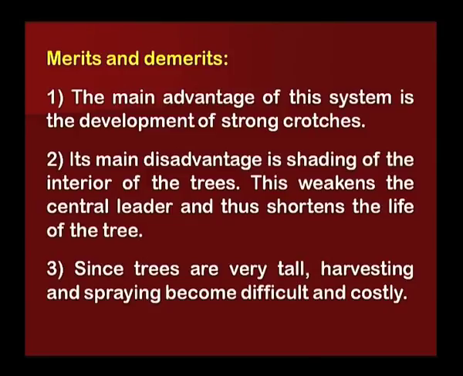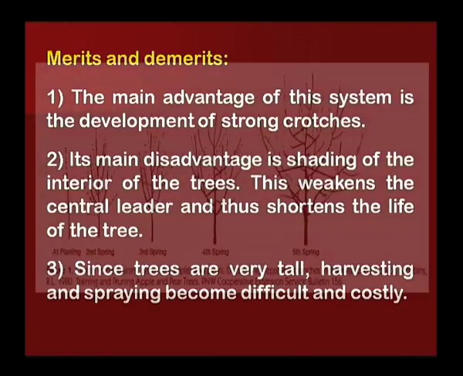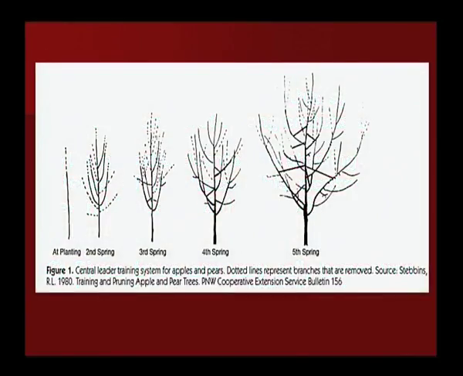Since trees are very tall, harvesting and spraying become difficult and costly. This picture shows the central leader training system for apples and pears. The dotted lines represent branches that are removed.